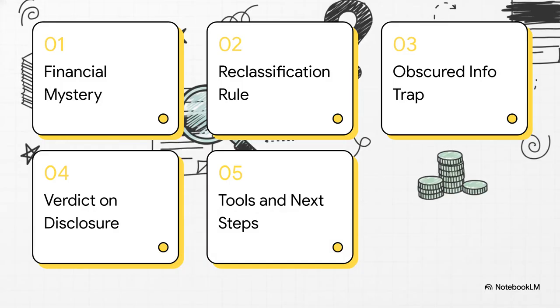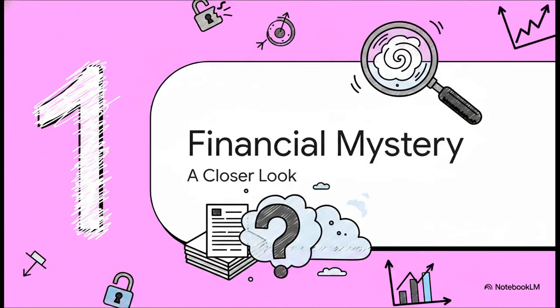So here's our agenda for today. We're going to start with a financial statement mystery, then look at the rule of reclassification, the trap of obscured information, the verdict on disclosure, and finally, wrap up with expert tools and next steps. Section 1, a financial statement mystery.